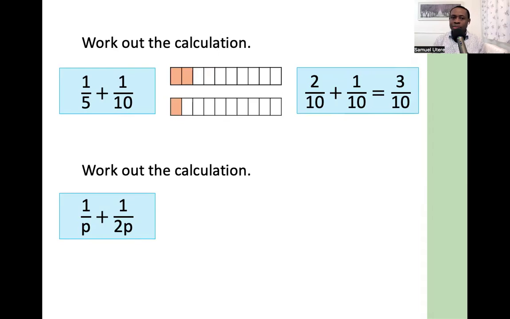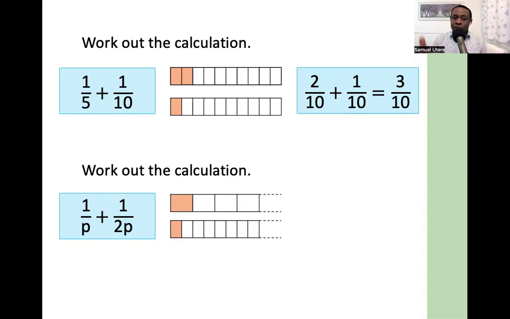What do we do here? Have a think. Well, do you think we must make the denominators equivalent? What's your answer? Yes. But how? 2p, what do you think 2p is? 2p is 2 times p, right? So how do we make the other p become 2p? It's by multiplying it by 2. You see how easy it is? So if we multiply p by 2, we have to multiply 1 by 2, because whatever we do to the denominator, we have to do the same to the numerator. You see how easy it is?